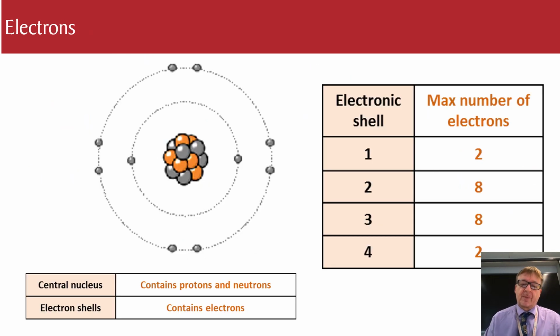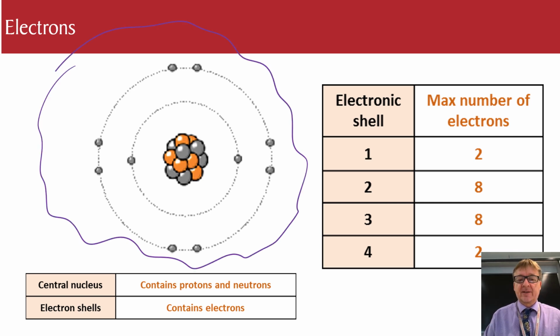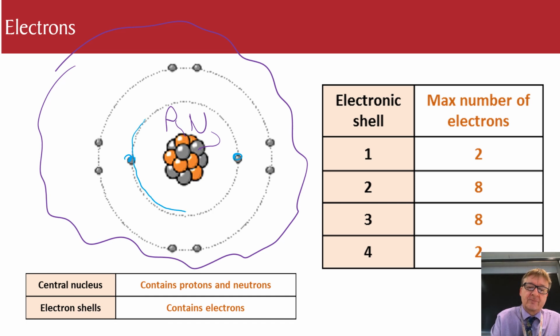Now, electrons. This here is a drawing of an atom. The middle contains protons and neutrons. The orange ones there could be protons and the grey ones there could be neutrons. So protons and neutrons are in the nucleus. Flying around the outside, we've got our electrons. What was then thought up was that the electrons are in shells. The first shell can contain a maximum of 2 electrons.